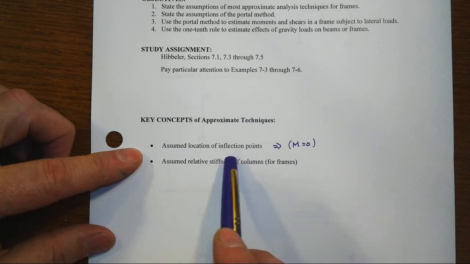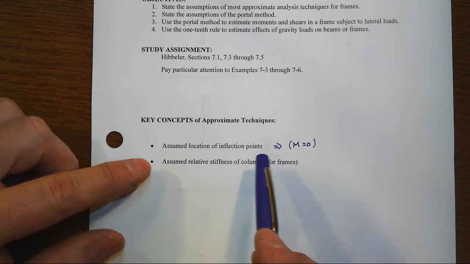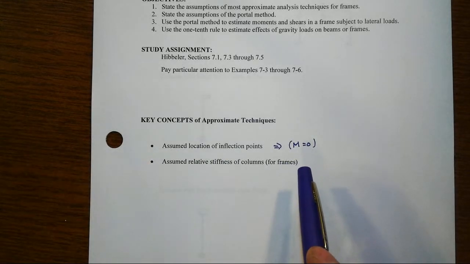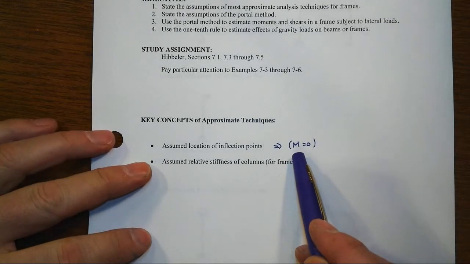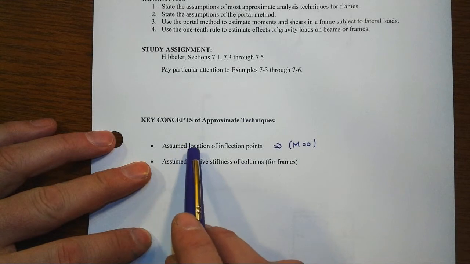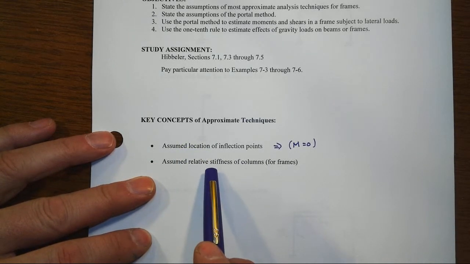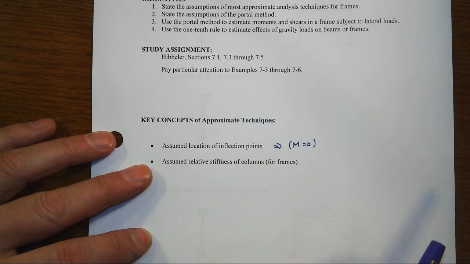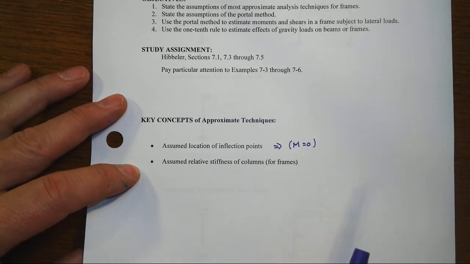assuming locations of inflection points, and the better that we do at guessing where the location of those are, where the internal moment is zero, then the better the approximation will be. And indeed, in some cases, we can get that exactly correct, and so there won't be an approximation at all. But typically we'll just guess where those are located. And then for lateral load analysis, we oftentimes then need to also make an assumption about the relative stiffness of columns and about how those lateral load effects are distributed amongst those various columns.